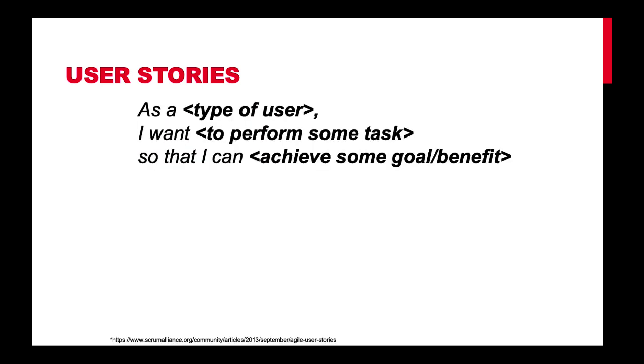So a little deeper dive, let's flesh this out. As a type of user, I want to perform some task so that I can achieve a goal or benefit. I think that's really straightforward. It seems simple. But it's not as simple or straightforward as you think. Once you start writing these, you will find that it actually takes a lot of time and a lot of argument between team members to figure out what this means.